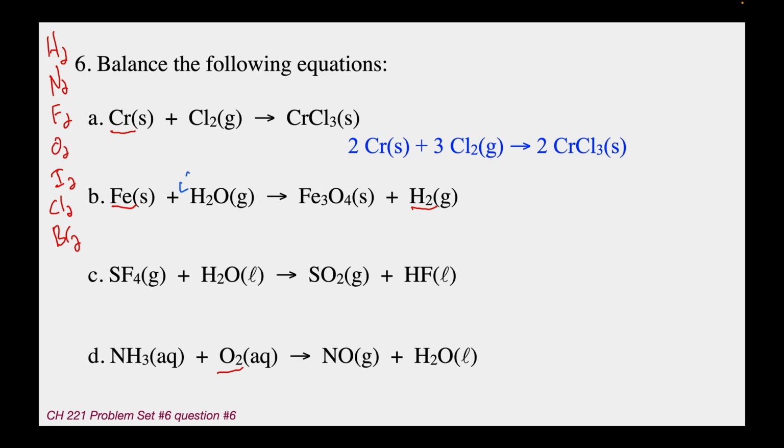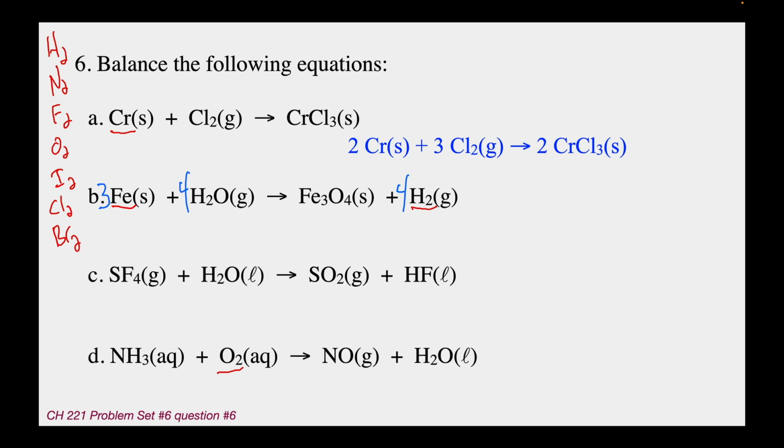If we put a 4 in front of the water, that gives us 4 oxygen, which is good because Fe3O4 has 4 oxygens. By doing that, then we have 4 times 2, 8 hydrogens. And as we saw, hydrogen comes in pairs of 2, so I guess we better put a 4 right there. And then the last thing to balance is just iron. It looks like if you put a 3 right there, we should be good to go.